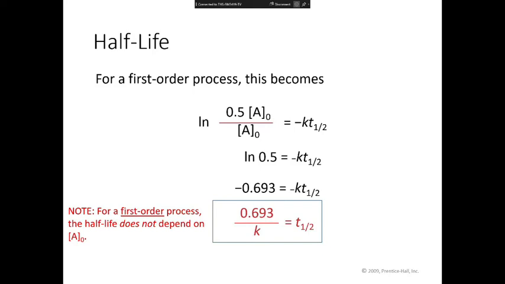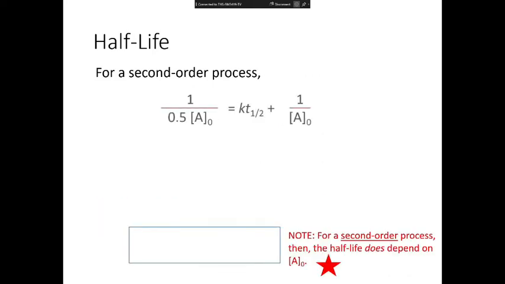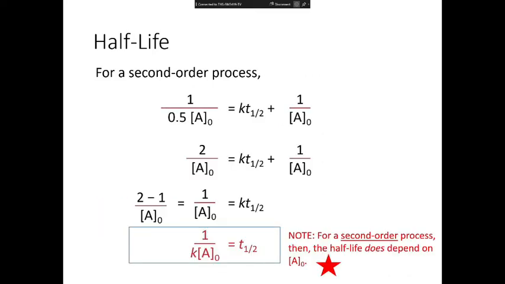And then also on that chart, we could just compare that. For second order processes, all the math in black is just how we get to that formula. This is the formula or the equation to focus on here. Half-life is 1 divided by the rate constant times the initial concentration. For second order processes, then the half-life does depend on A sub 0. Since A sub 0 is the denominator, if you increase the initial concentration, it makes the half-life decrease.